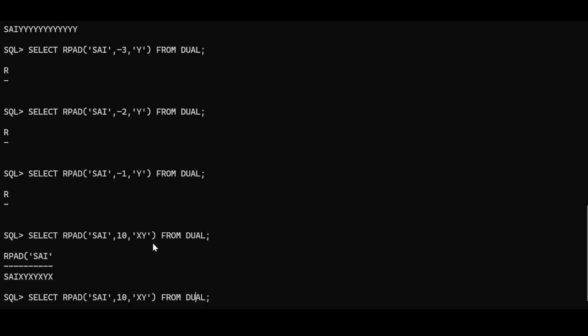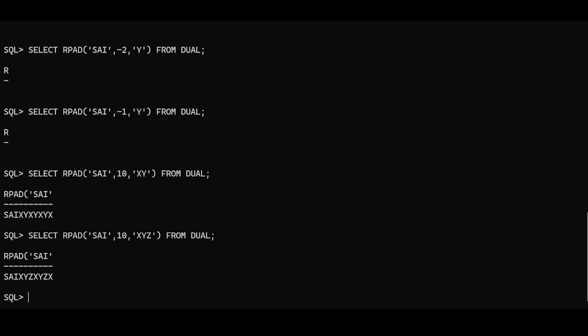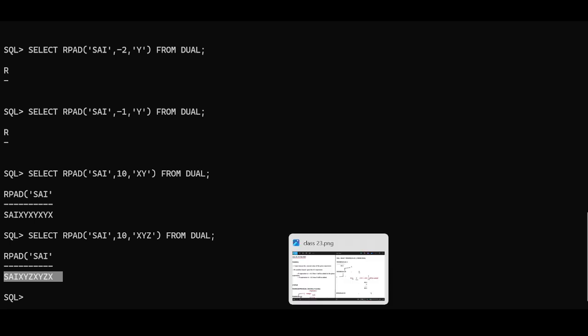Like this, you can also take xyz. The same thing will happen this time. XYZ is filled, XYZ is filled, and only X can be occupied. Why? Because 10 minus 3 is 7. For the remaining 7 spaces, XYZ occupies 3 spaces, another XYZ occupies another 3 spaces, and last you have X, occupying only 1 space. Totally 7. So just do some practice on this.